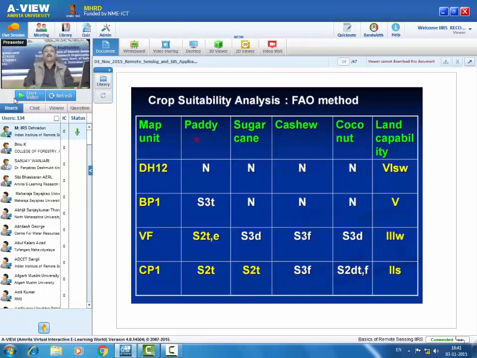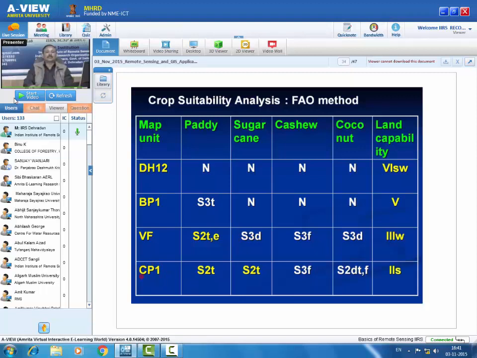For example, it was done for paddy, sugarcane, cashew, and coconut. Suppose in valley fills, where you have seen water in the soil, it is moderately suitable for paddy because paddy requires water, but for sugarcane it is marginally suitable, S3. It is not very good. So in a valley fill area, my choice will be the paddy crop, not the sugarcane crop.